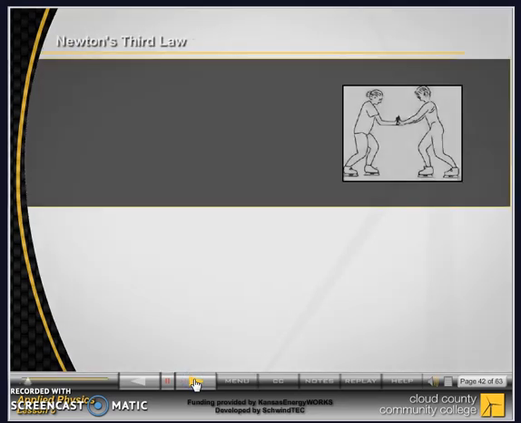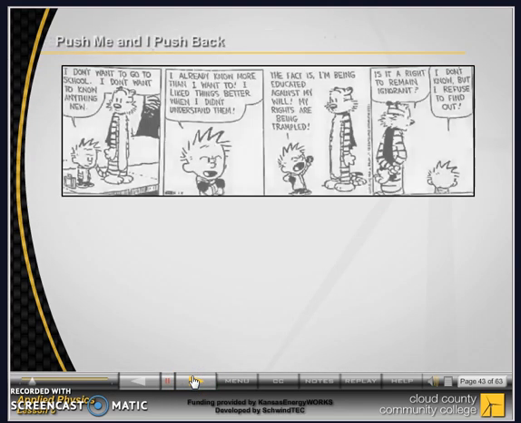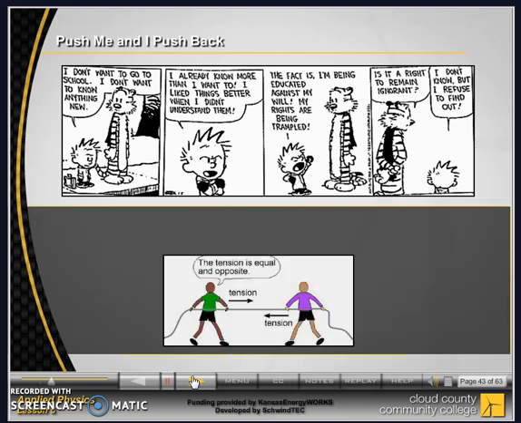There is one more important piece to the dynamic and static model. It is called Newton's third law. Forces come in pairs. Understanding Newton's third law, we can ignore internal forces and then only search for external forces acting on the object. Take a moment to read this cartoon, then take a minute to study this image. What happens if the green-shirted man decides not to pull back on the rope?